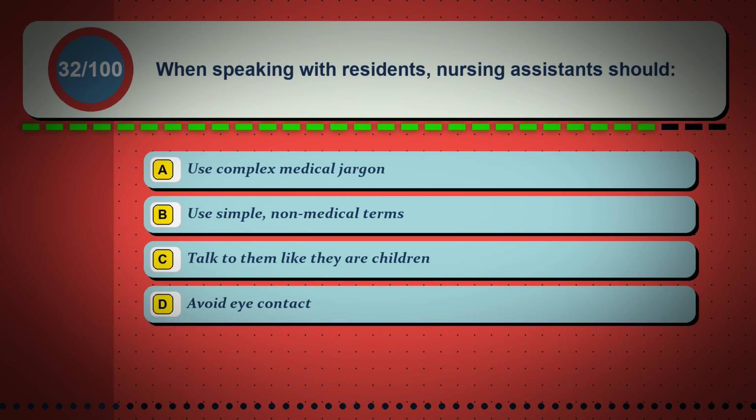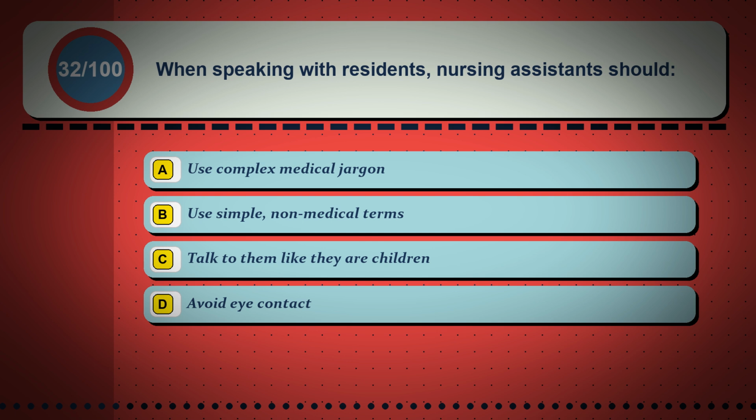Question 32. When speaking with residents, nursing assistants should: Option A. Use complex medical jargon. Option B. Use simple, non-medical terms. Option C. Talk to them like they are children. Option D. Avoid eye contact.